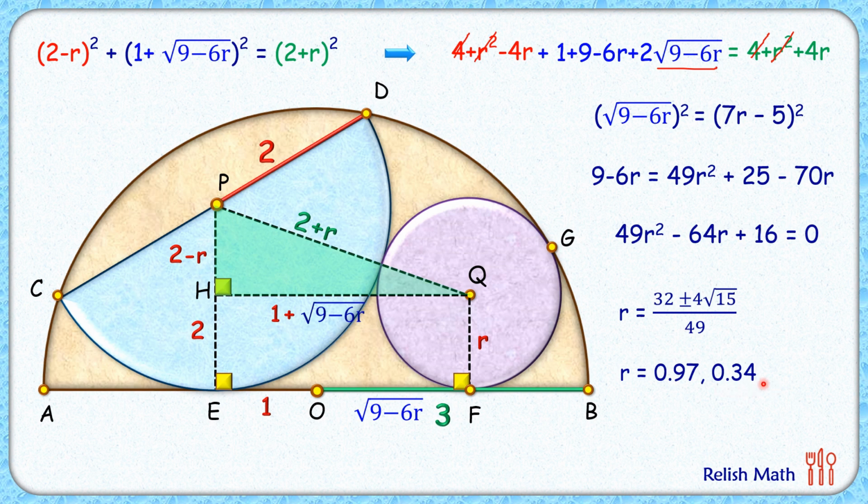But 0.34, when we put this value in this right angle triangle, we'll get HQ length getting bigger than PQ length, which is not possible. So 0.34 is a wrong answer, and thus r is 0.97 centimeter.